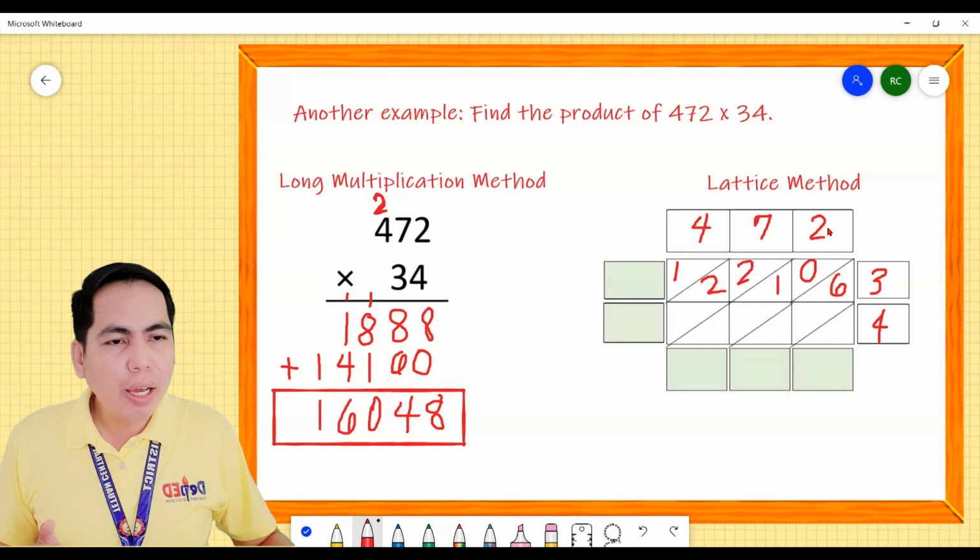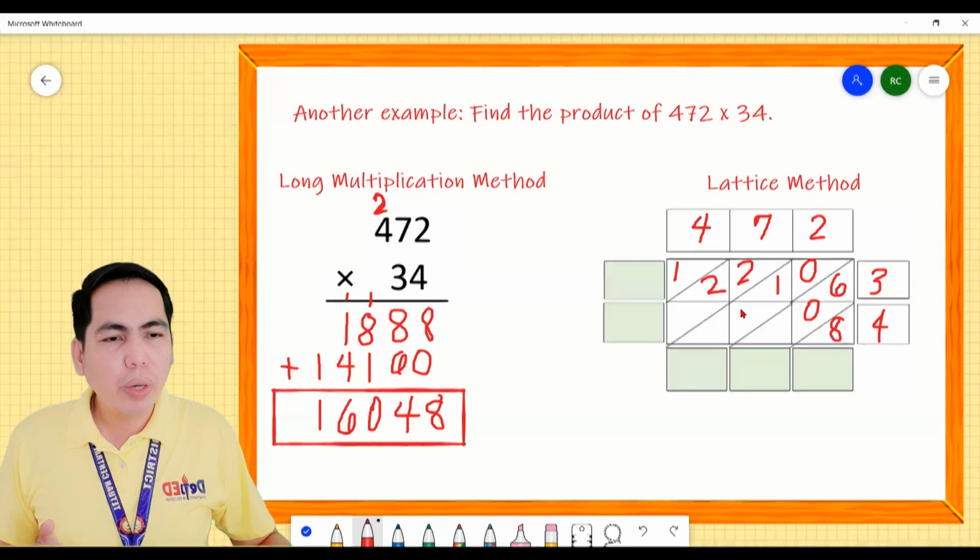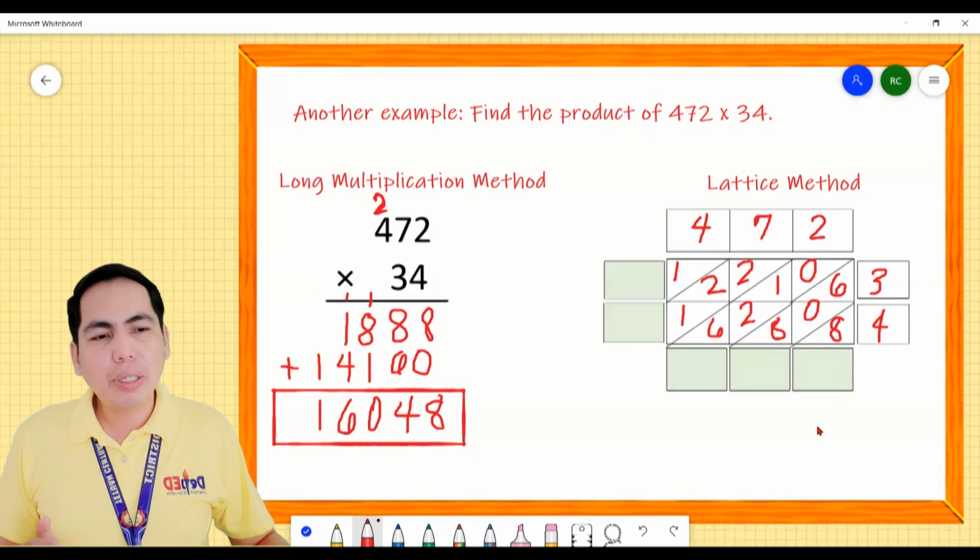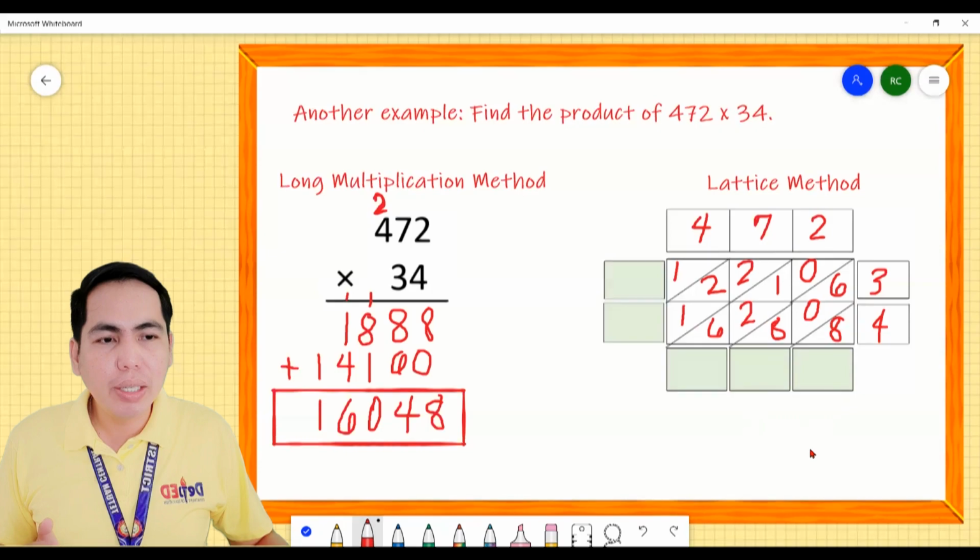Next, 4 times 2 is 8. So 0, 8. 4 times 7 is 28. 2, 8. 4 times 4 is 16. 1 and 6. After that, we are going to add our initial products.